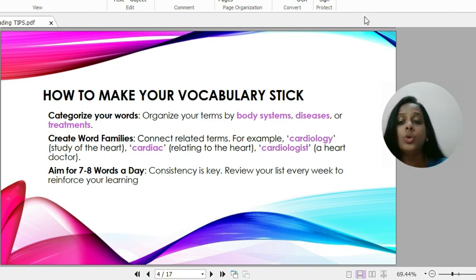And then later, you need to aim for at least 7 to 8 words a day. Consistency is key. Review your list every week to reinforce your learning. Consistent practice is essential for retaining new vocabulary. You need to aim to learn at least 7 to 8 new words each day, whether from your clinical practice or from OET preparation materials. It depends on your materials or your practice, but at least 7 to 8 words a day. And at the end of the week, you need to review your vocabulary list to reinforce what you have learned and ensure the terms stay fresh in your memory.